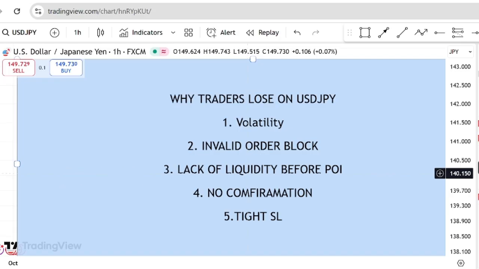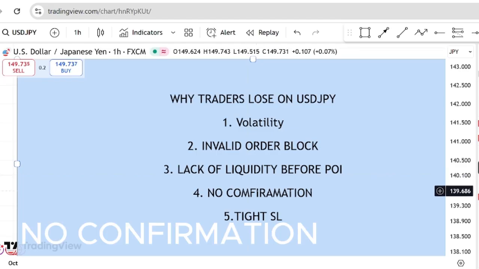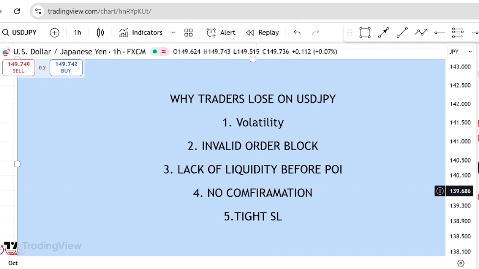Third on our list is lack of liquidity before the fresh POI. That's what I mean by POI, talking about a point of interest. They don't consider inducement before the point of interest. That's why I see a lot of persons complain that USDJPY does not respect order block. No confirmation. What are your confluences? What are those confirmations you want to see before you take your entry on USDJPY? Those are things that you watching don't consider.